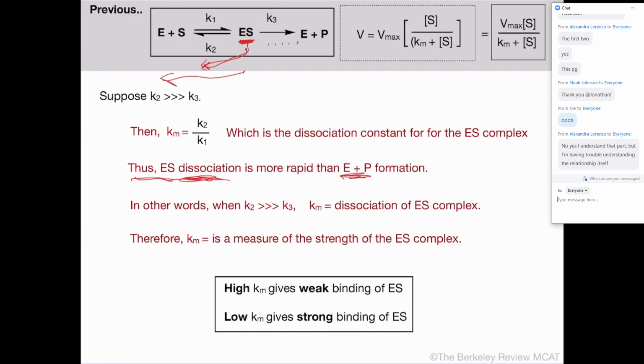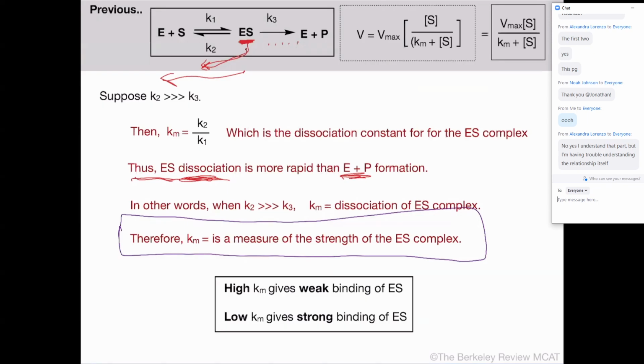This is important. What Km really tells us is a measure of the strength of the enzyme substrate complex, how well those things bind to each other. I'm going to double box this. If you have a high Km, that's going to give you weak binding of the enzyme substrate complex. And if you have a low Km, that's going to give you strong binding of the enzyme substrate complex.